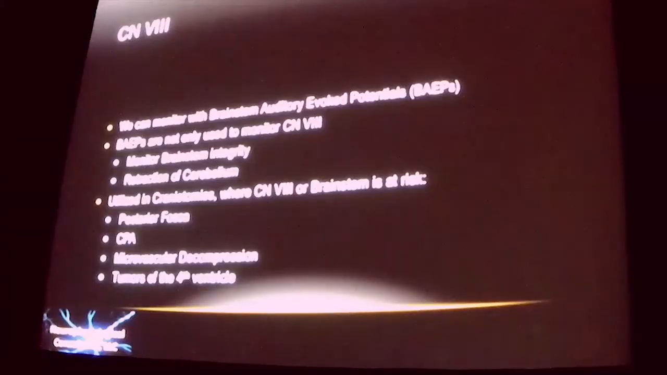BAERs are not only used to monitor cranial nerve 8, they also monitor brainstem integrity and retraction of the cerebellum for cranial nerve 8 integrity. And they're used in craniotomies where cranial nerve 8 or the brainstem are at risk, and this includes the posterior fossa, CPA, microvascular decompression, tumors of the fourth ventricle, and so on. We're going to get into that. But basically, BAERs have 7 waves.